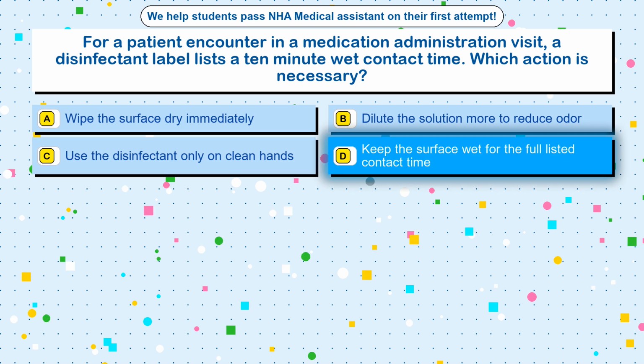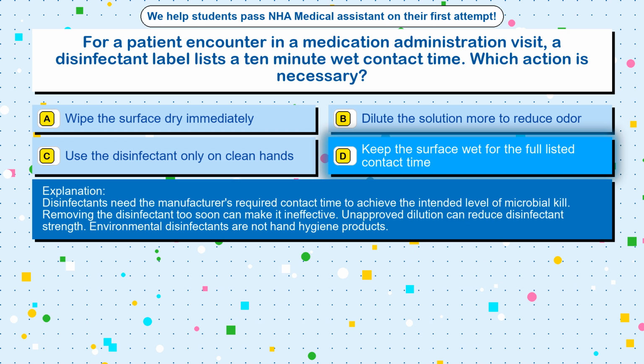The correct answer is option D. Keep the surface wet for the full listed contact time. Disinfectants need the manufacturer's required contact time to achieve the intended level of microbial kill. Removing the disinfectant too soon can make it ineffective. Unapproved dilution can reduce disinfectant strength. Environmental disinfectants are not hand hygiene products.